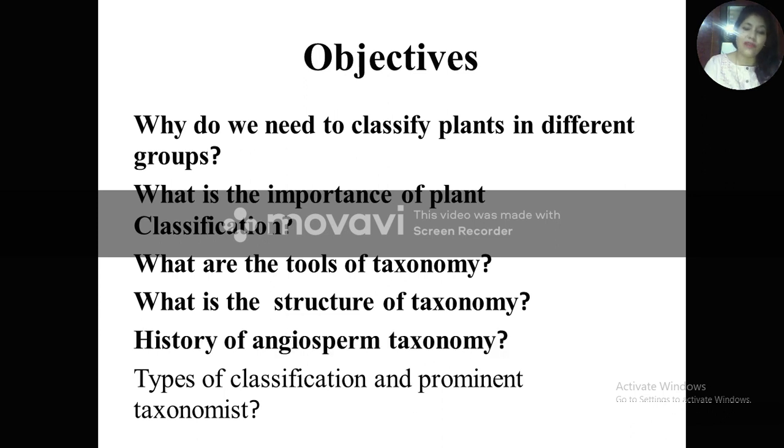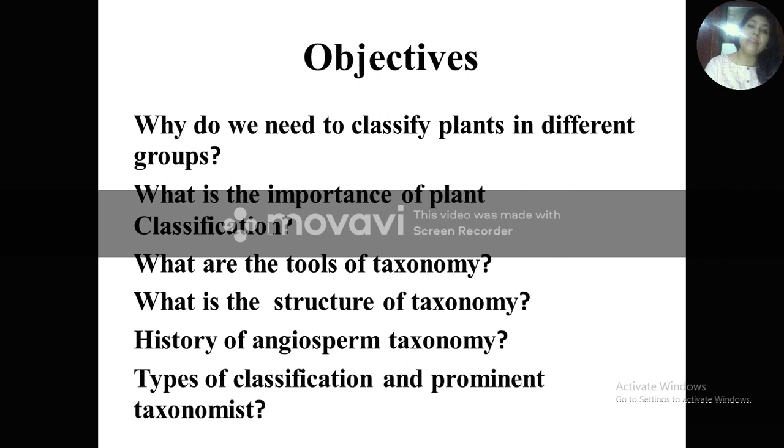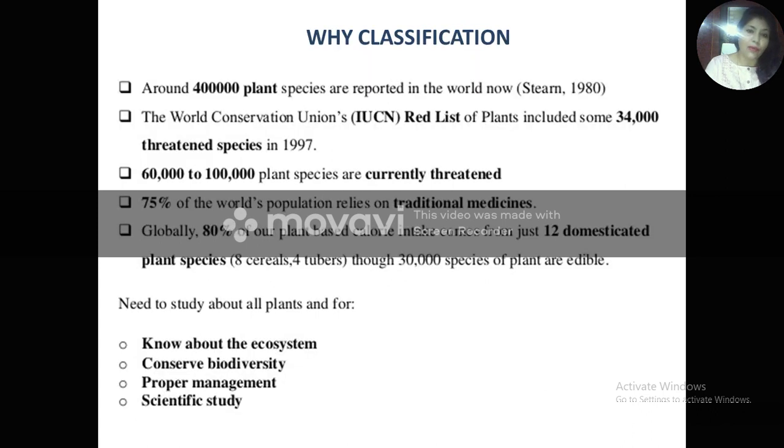What is the history of angiosperm taxonomy? How did it start? And what are the different types of classification? Is there one or more types of classification? And who are the taxonomists involved in this process?